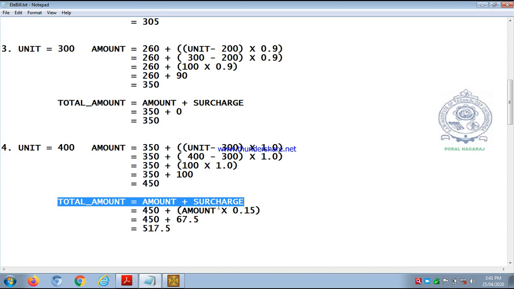Total amount is equal to amount plus surcharge. So what is the amount here? 450. Is it greater than 400? Yes. Yes means what we have to do? We have to add a 15% surcharge to the amount.